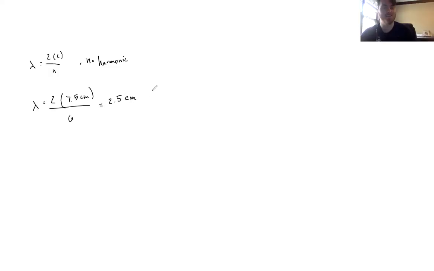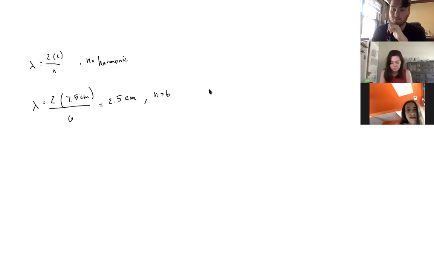2.5 centimeters is going to be your wavelength for the 6th harmonic. That's the idea. And then velocity is just the wavelength times the frequency. Okay, so then it would be 2.5 times 2.42.